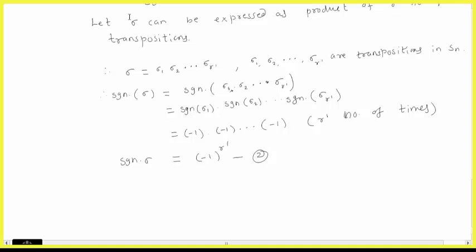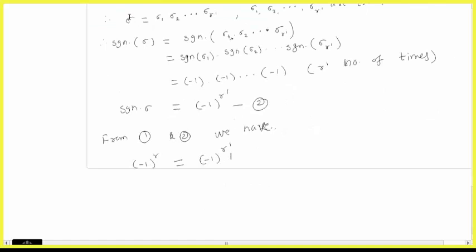Then from 1 and 2 what do we have? On both sides we have sign of sigma, so minus 1 raised to r must be equal to minus 1 raised to r dash. So what can you say about r and r dash then? See here, if r is even, then minus 1 raised to r is plus 1. And if r dash is odd, then minus 1 raised to r dash is minus 1. So plus 1 cannot be minus 1.